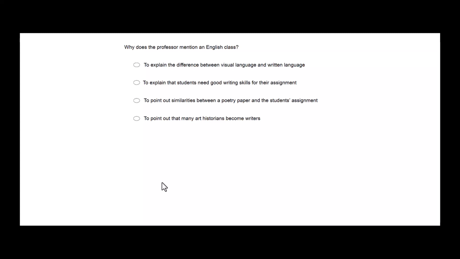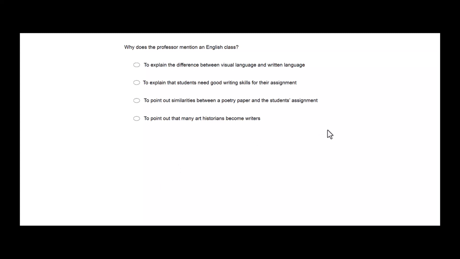The professor mentioned an English class to get across this point to the students, that they are familiar with the assignment. They are familiar with writing a formal analysis, and he wanted to say that they have done so when they attended an English class and analyzed poems in their papers. So this option is rejected.